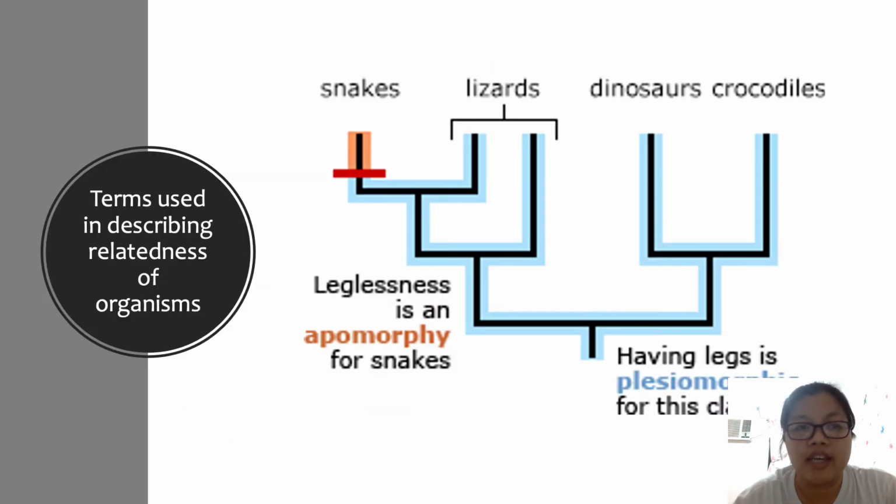So going back to the lizards and the snakes. So for example, the snake's character na pagiging legless niya is apomorphic or autapomorphic siya. Okay? And this group of organisms, because they have legs, is called a plesiomorphic character.